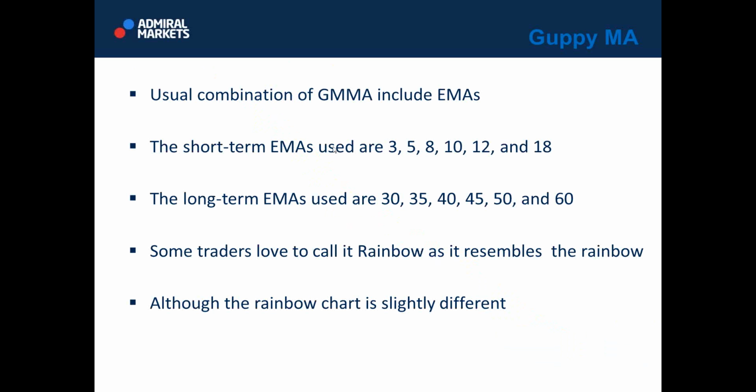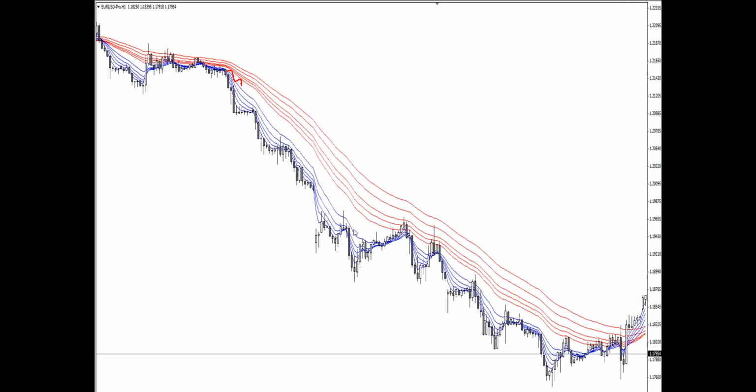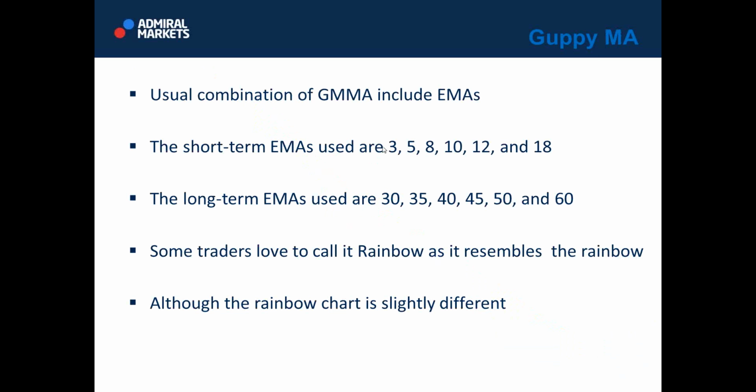Now, the usual combination of GMMA includes EMAs. Okay, these are EMAs. These are not simple EMAs. These are not weighted moving averages, smoothed, or any other moving average. This is the exponential moving average. Okay, so the usual combination, now I'm talking about the usual combination for Guppy. So the usual combination of GMMA includes EMAs.